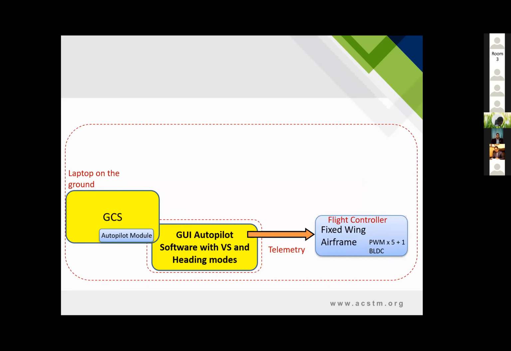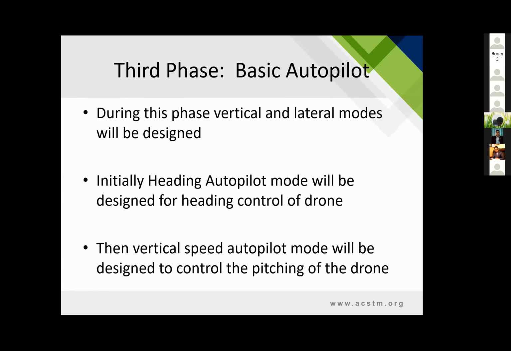We are using 5 PWMs for controlling our control surfaces and 1 BLDC for controlling the throttle. The third phase was our basic autopilot design, in which we designed 2 autopilot systems at this moment, because they are the major autopilots for controlling any drone. One is the heading control, and the second is the vertical speed. By vertical speed, we control the pitch, and by heading, we control the lateral mode of the aircraft.